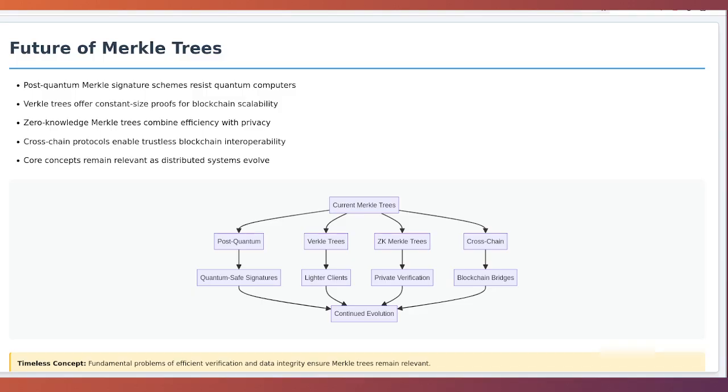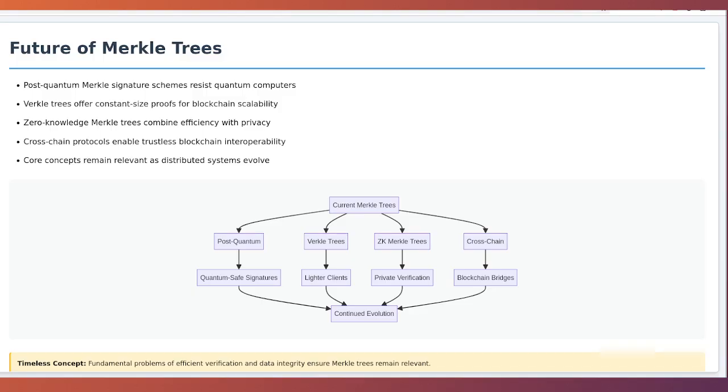Merkle trees represent a potential evolution in blockchain systems. By using vector commitments instead of traditional hashing, they can provide constant size proofs regardless of tree depth. Ethereum is exploring this to reduce the data requirements for stateless clients, potentially enabling even lighter wallets. Zero-knowledge Merkle trees combine Merkle trees with zero-knowledge proofs, allowing you to prove properties about data without revealing the data itself. For example, you could prove your balance exceeds a threshold without revealing the exact amount. This combines efficiency with privacy.